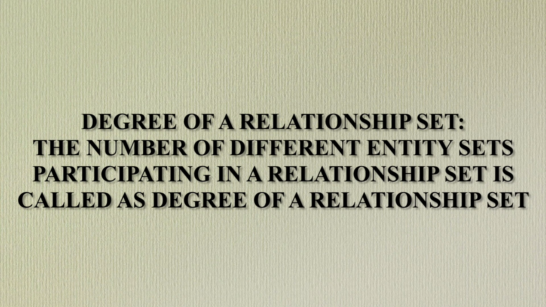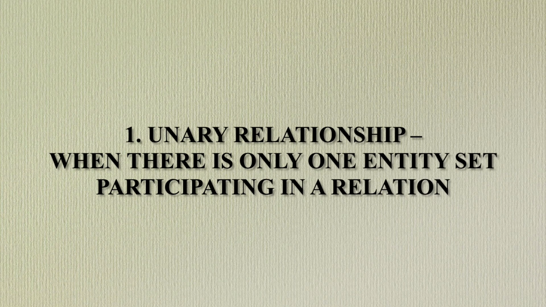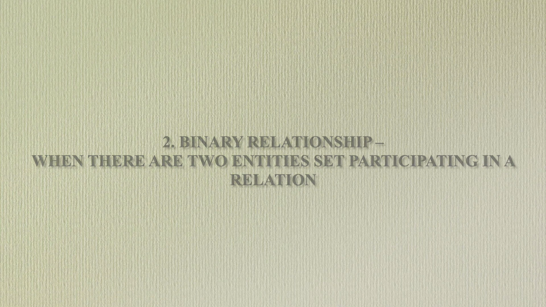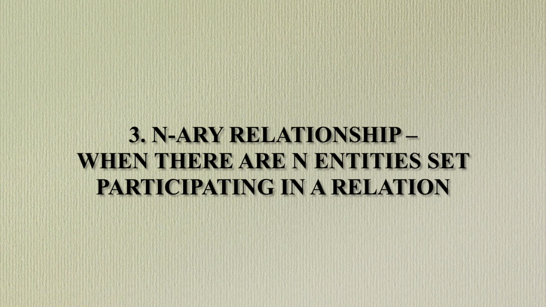Degree of a relationship set. The number of different entity sets participating in a relationship set is called the degree of a relationship set. Unary relationship: when there is only one entity set participating in a relation. Binary relationship: when there are two entity sets participating in a relation. N-ary relationship: when there are n entity sets participating in a relation.